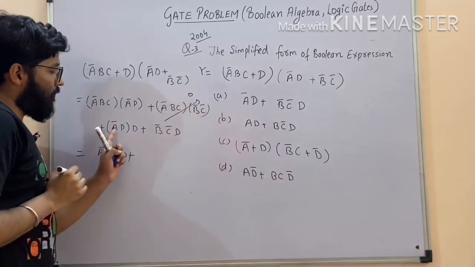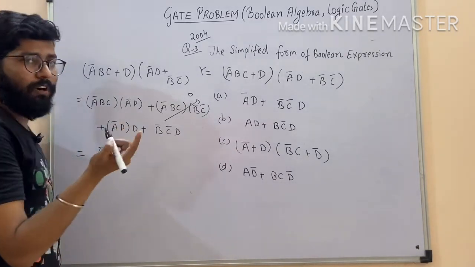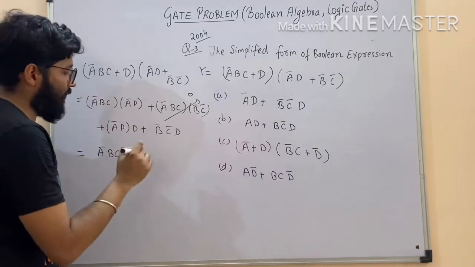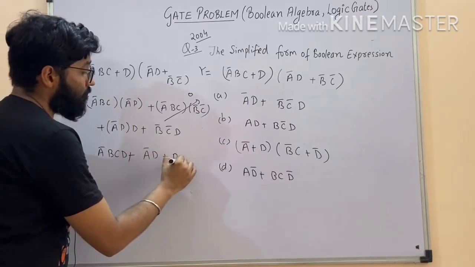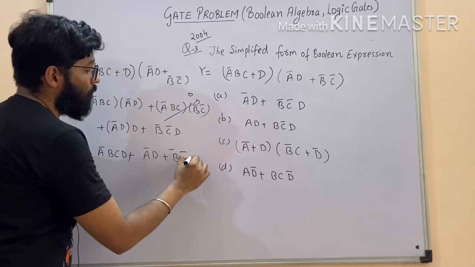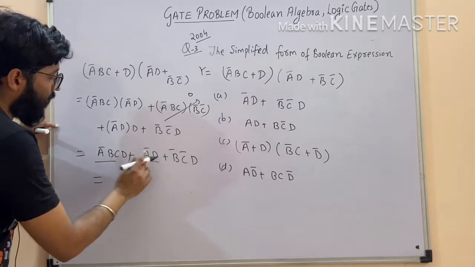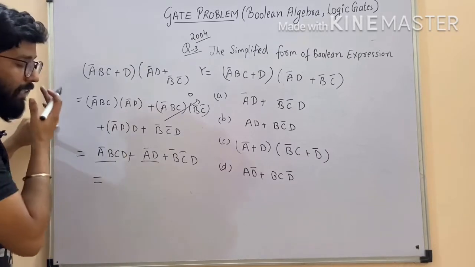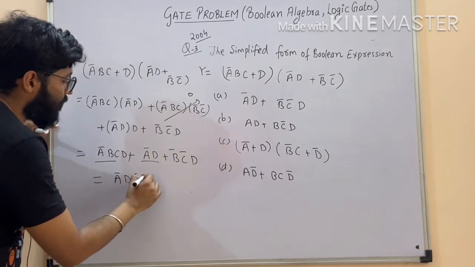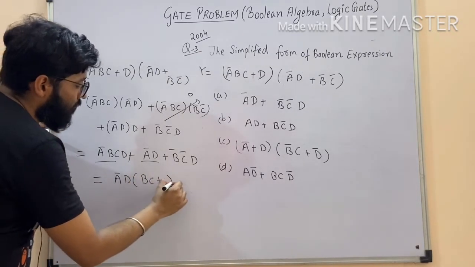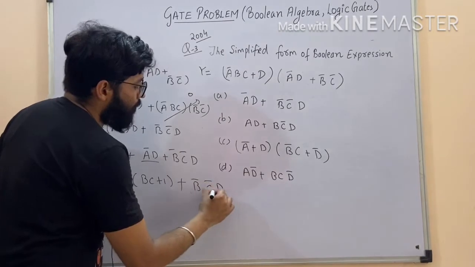Now in this we will see a complement d and d, so d occurs 2 times, you have to write it 1 time. So you will get a complement d here plus b complement c complement d. Now in this expression a complement d is common, take it common, a complement d, you will get bc plus 1 plus b complement c complement d.